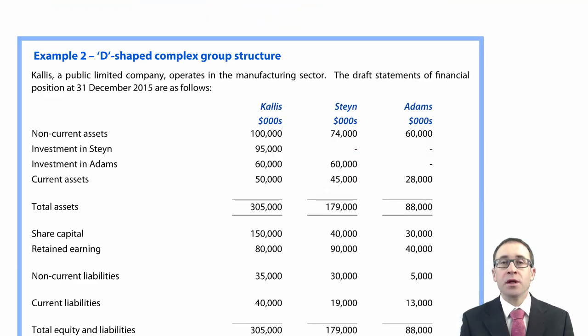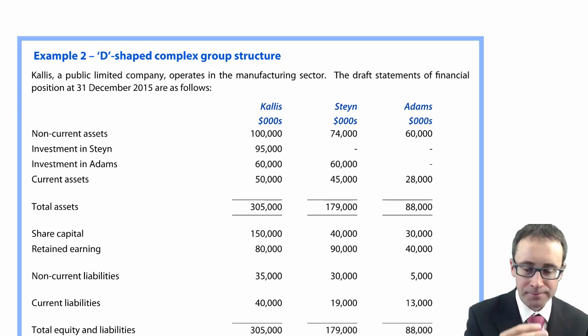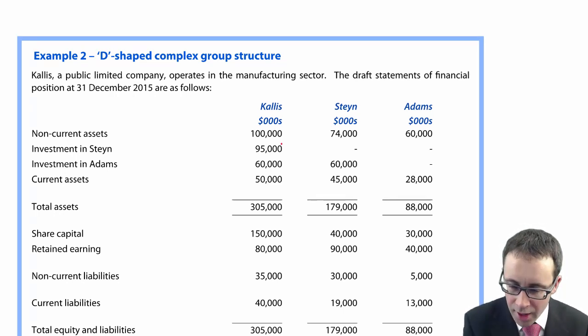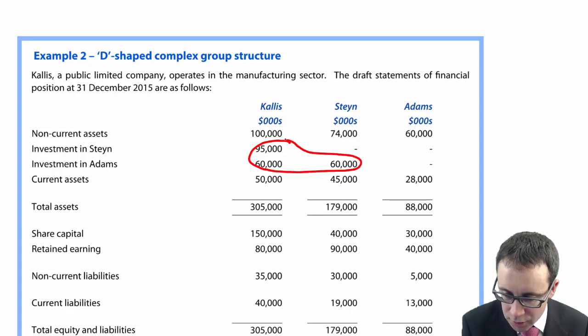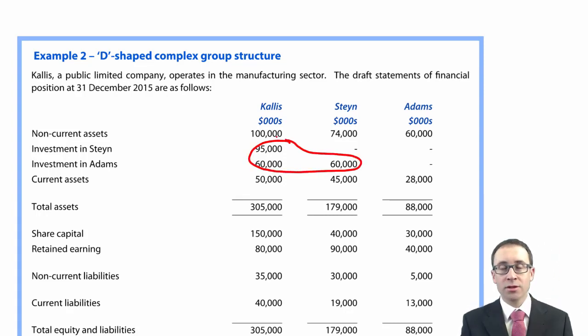Okay, so hopefully you're happy having gone through there and just recap the introduction that we went through with regards to our D-shaped complex groups. What we're going to go and do now is have a look at an example. So the example there, all about D-shaped complex group structures. Before we read the requirement, you can probably guess what the requirement is going to be. But you can always tell within the exam immediately what you have with regards to your group structure based upon the investments.